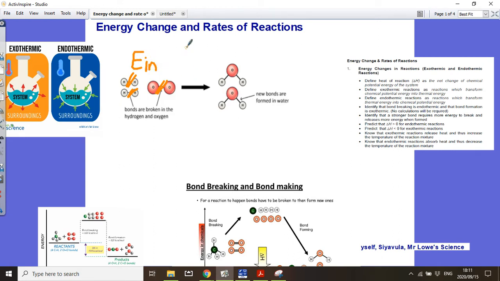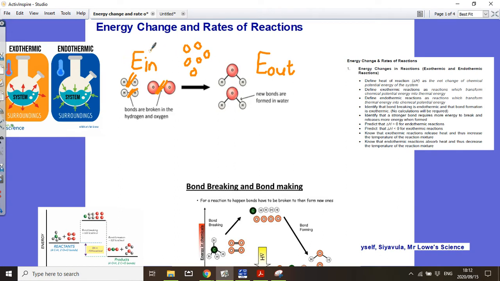Then it forms a mishmash of loose atoms here in the middle. But anything in nature wants to be at as low an energy as possible. So when I'm forming the new bonds, energy is always going to be given off, because something will not bond if it can't get a lower energy by bonding from this state. So to form these bonds, energy will always be given out because they now want to go to a lower energy state.